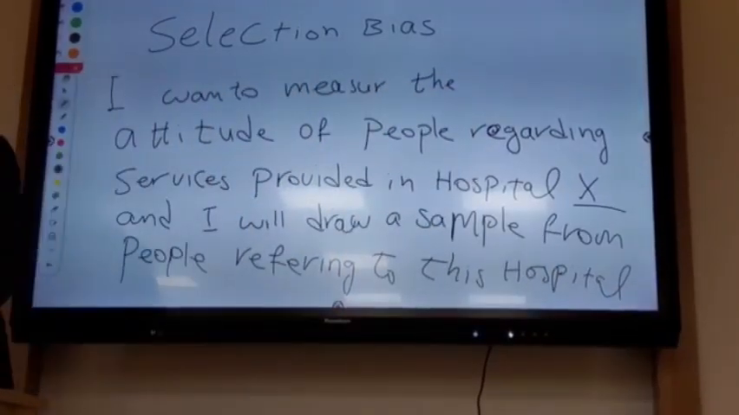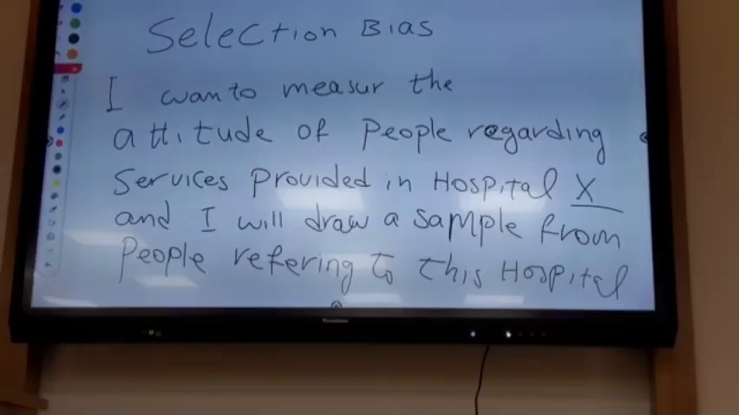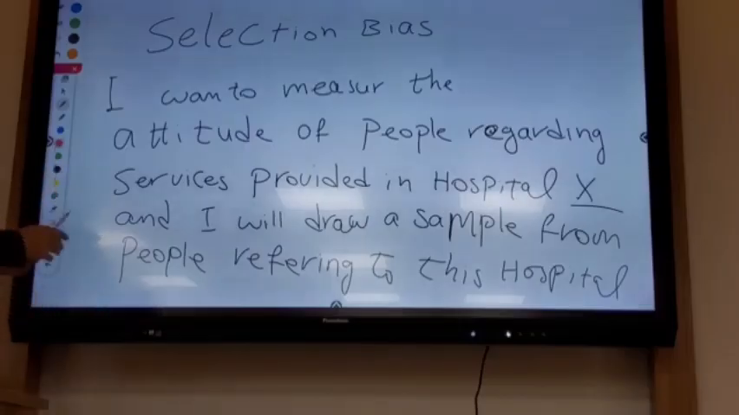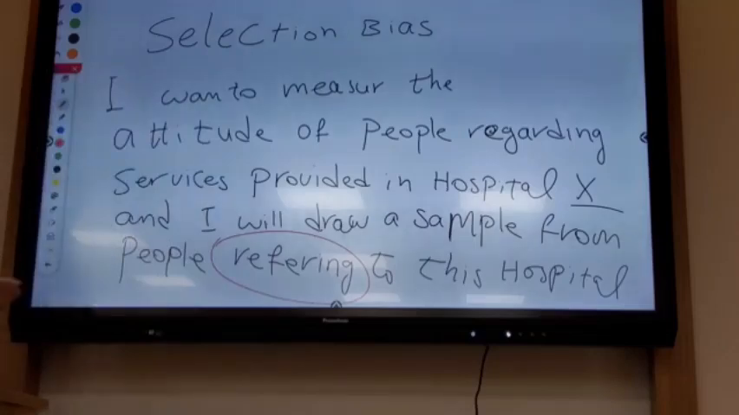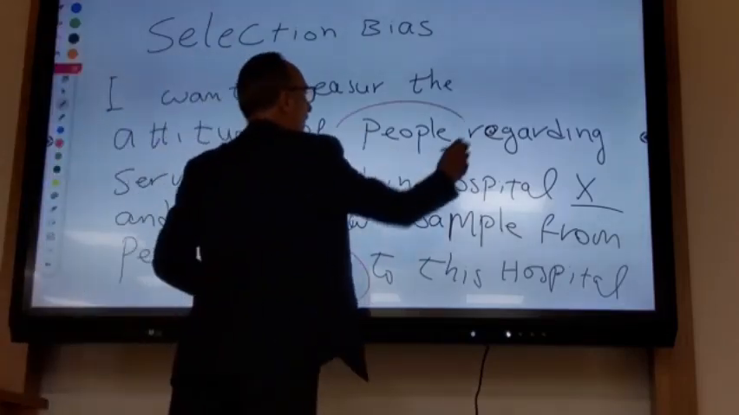In another example, I wanted to know the attitude of people from services that are provided by Hospital X. The question is that, do you like the services that are provided by this hospital or not? Okay, and I will draw a sample from people who refer to this hospital. The question is that, are people who refer to this hospital a good sample of people of the city?